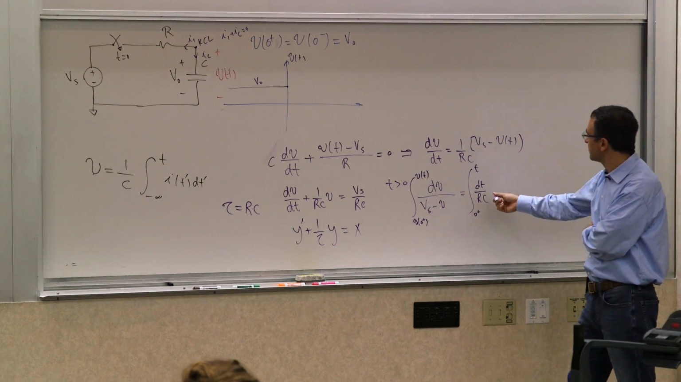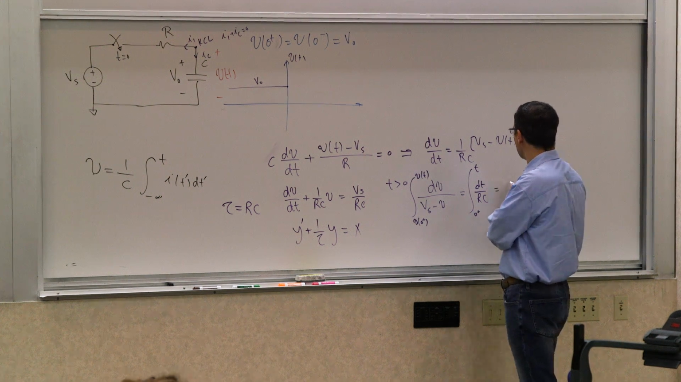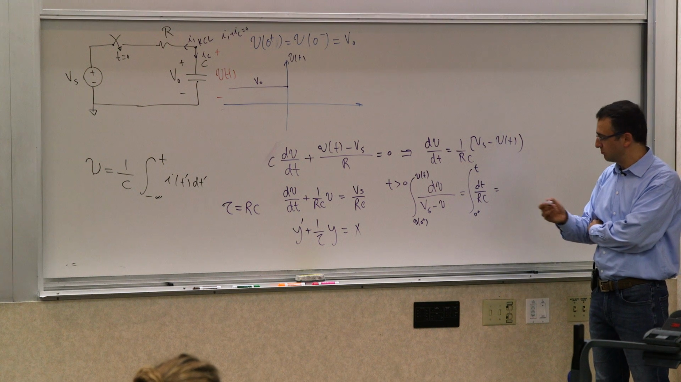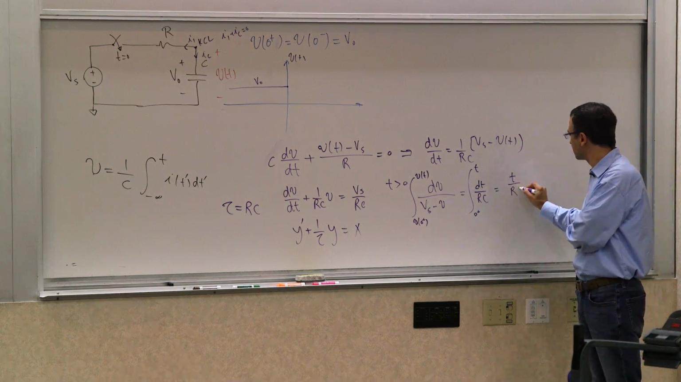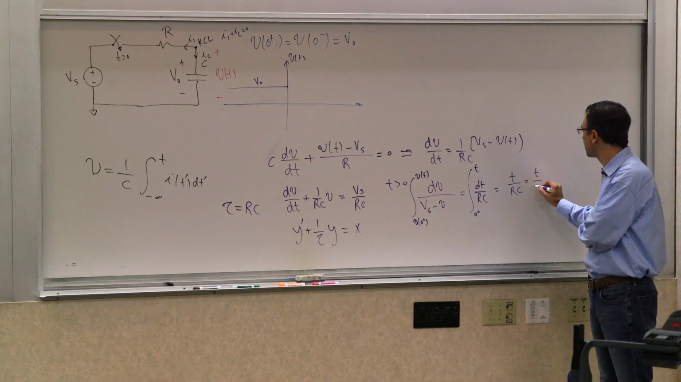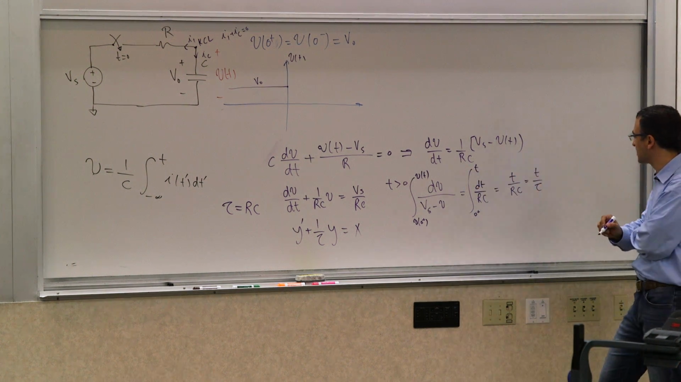So what is the right-hand side? The right-hand side is easy. What is the integral from 0 plus to t? It's t over RC, or you could also write it as t over tau, because we defined tau as the time constant.